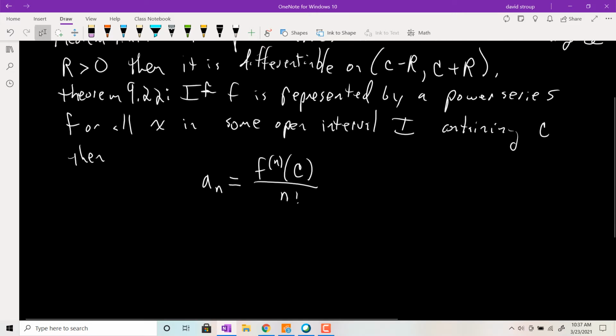Okay, and you can read through the proof in the book. They suppose that there exists this power series representation, and then they're able to look at the derivatives and basically line up the derivatives to the coefficients. It's almost exactly the same thing that you see in the Taylor polynomial section for developing these coefficients.